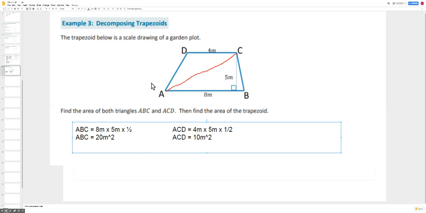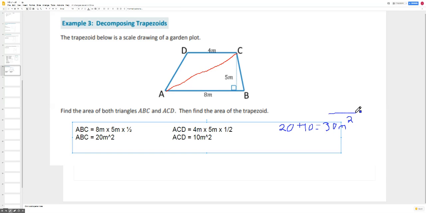So what is the area of the entire trapezoid? Well, this triangle plus this triangle gives us the area of the entire trapezoid. So now we add those two together. I'm simply going to write them in here. We have 20 plus 10, and of course that equals 30. Because we're talking about an area, we're talking about meters squared.